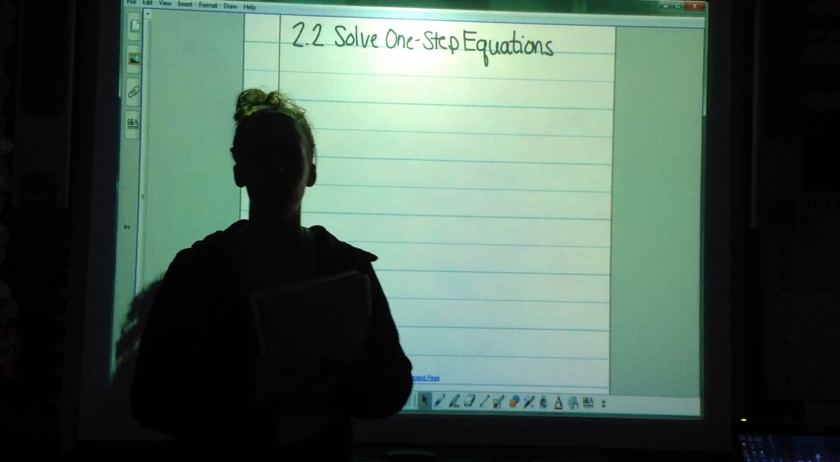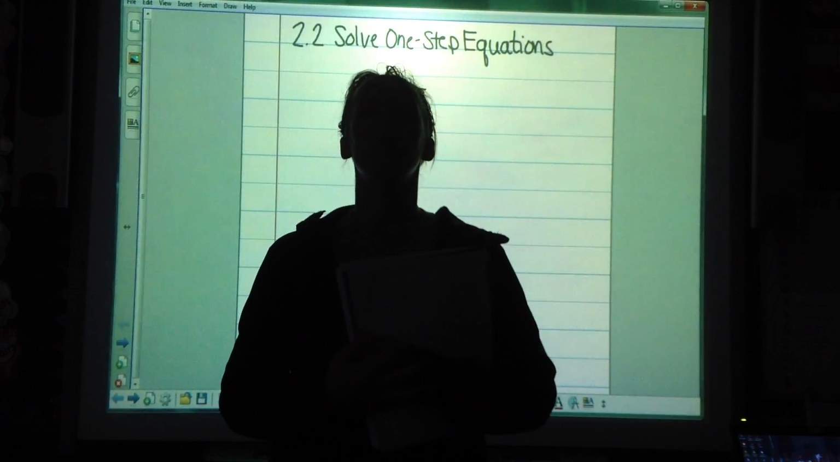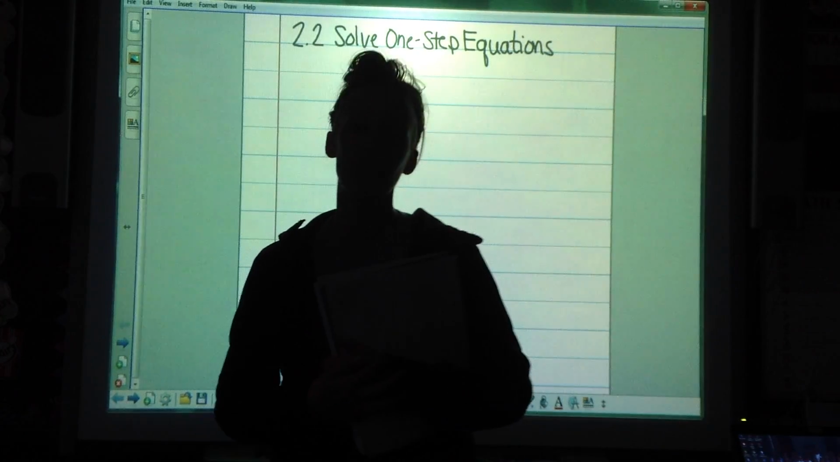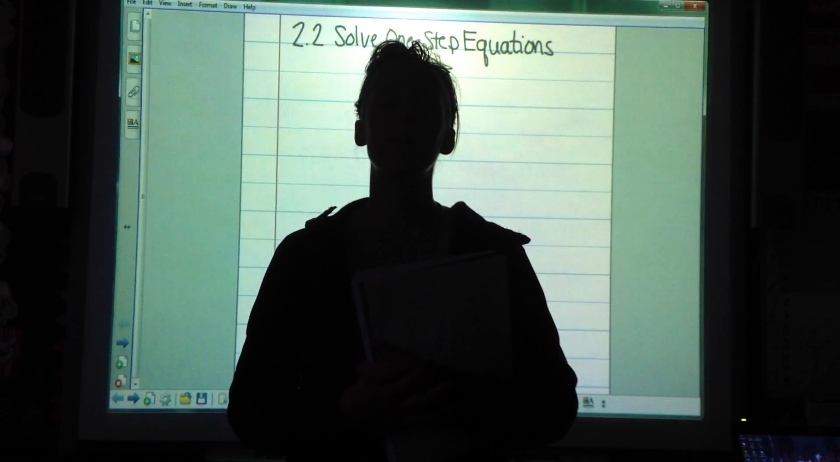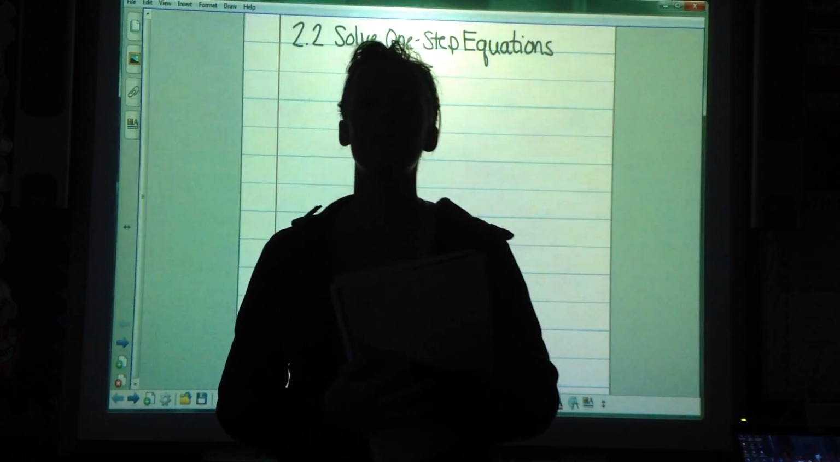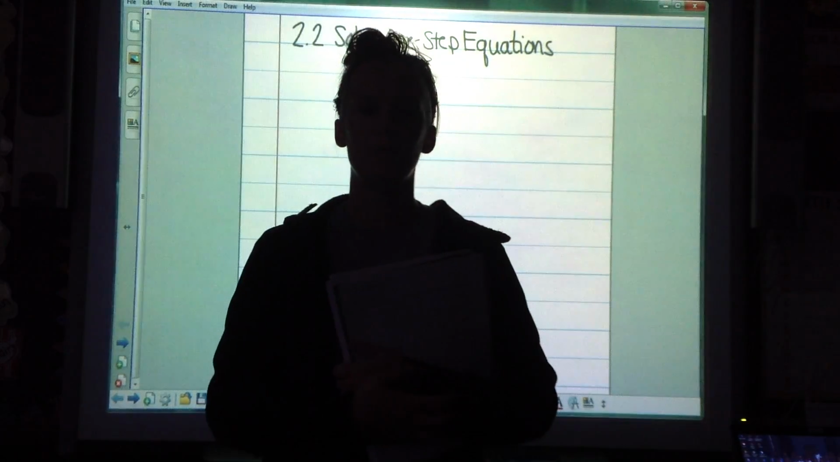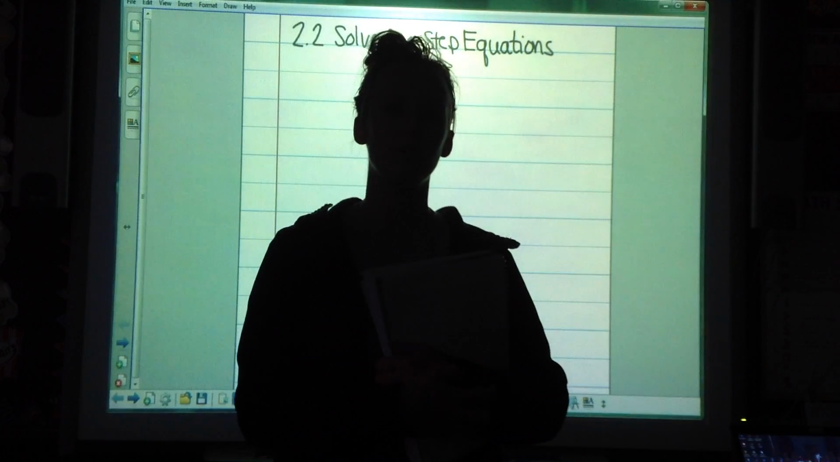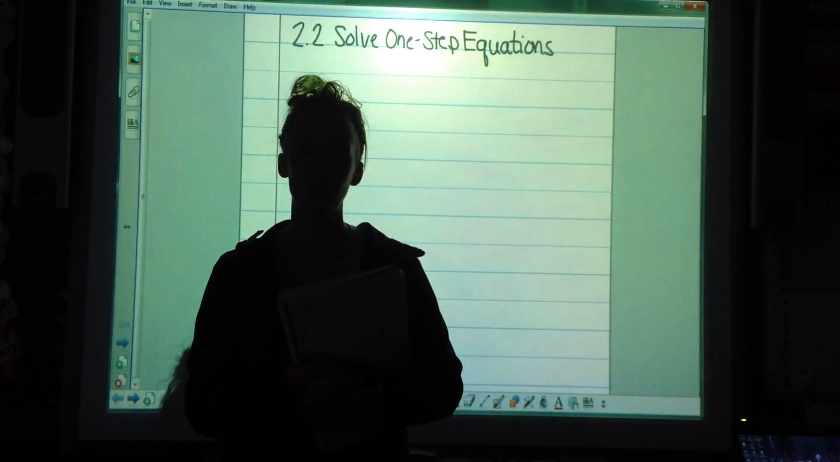And we're going to be solving one-step equations. Now, you may be able to solve these without showing work, but it's going to be important that you do show work because we're going to be moving on later in this chapter to two-step equations or even more, multi-step equations. You cannot do these in your head.